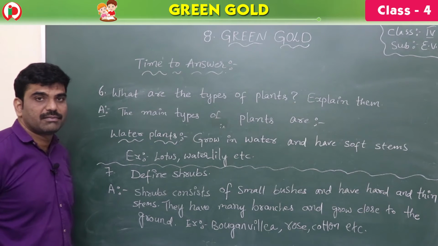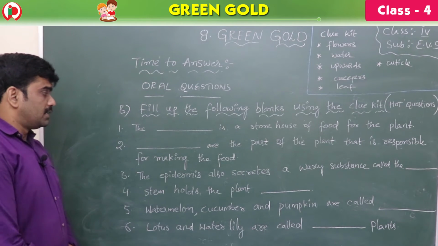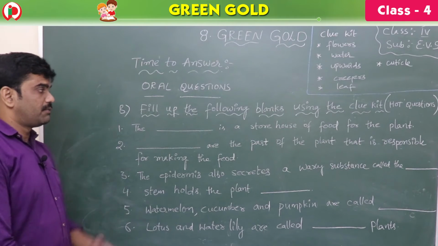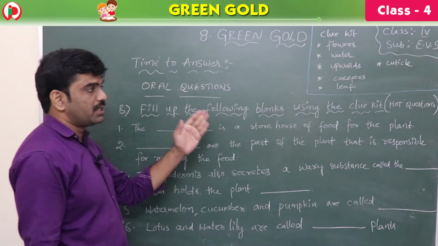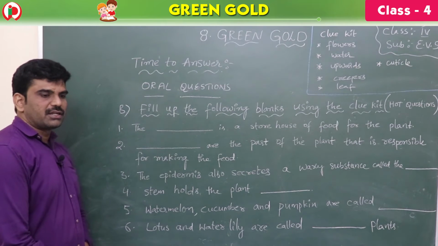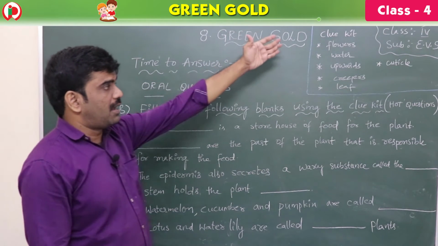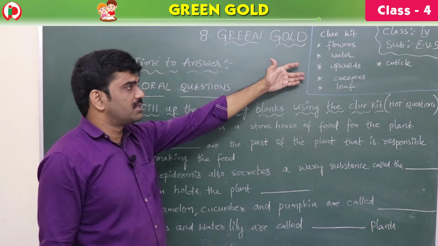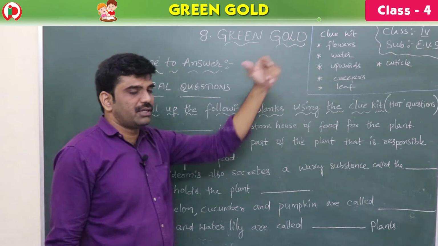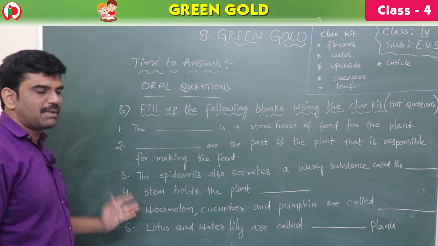Okay, children, now you see the oral questions. That is B. Fill up the blanks using the clue kit. This is a higher order thinking question, children. That is hard. The clue kit is flowers, water, upwards, creepers, leaf, and cuticle. Using that clue kit, you have to fill up these blanks.